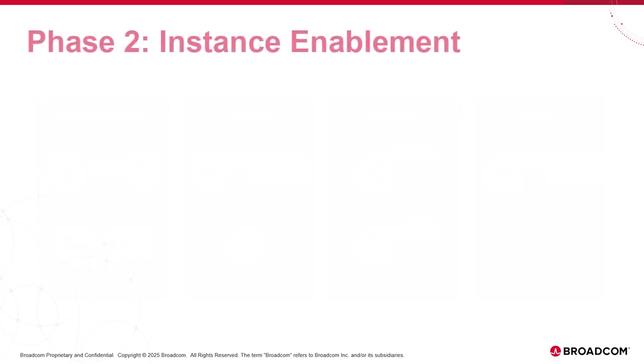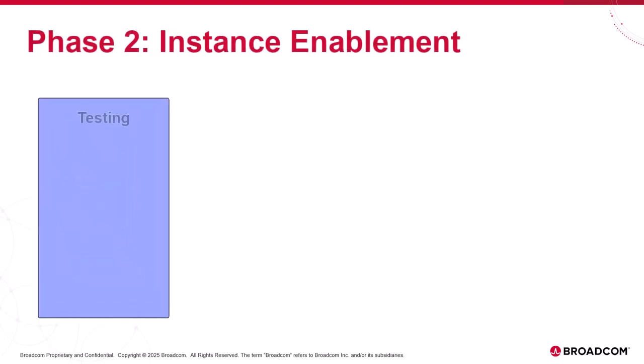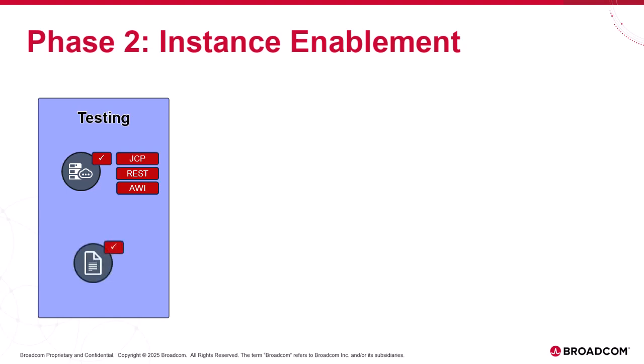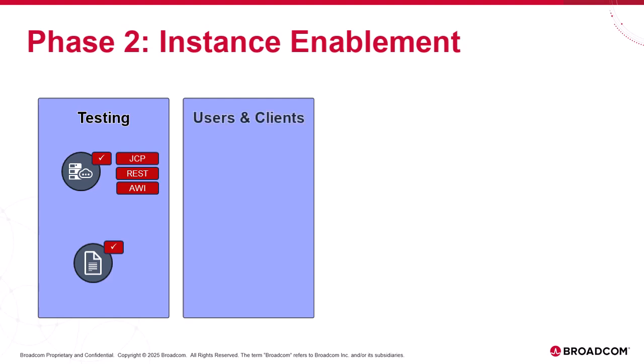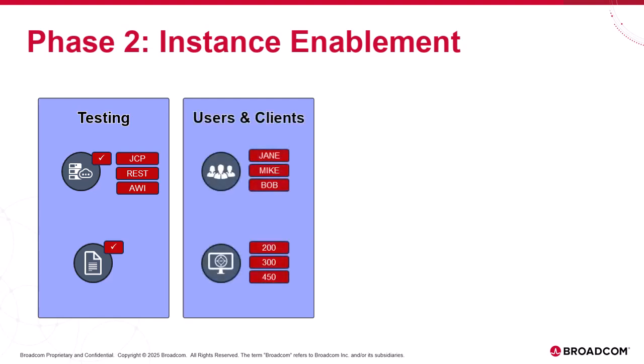The second phase involves testing the SaaS instance for availability. Use a browser or telnet the JCP port, enter the REST API and AWI URLs in a browser, and log in the SFTP account to make sure they are all reachable. At this point, you can start work. Generate additional users and clients. You've established that you're able to download your operational data archives from SFTP.